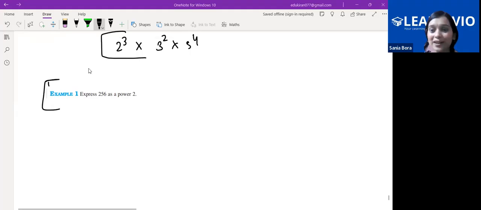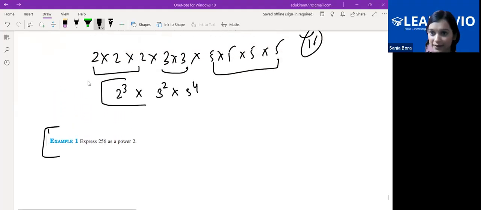Okay, so we just started a new chapter, exponents and power. And to be very honest, if you miss any of the classes for exponents and power, you will not get anything in future.